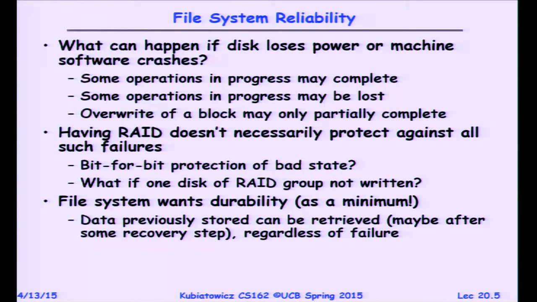And the file system clearly wants durability as a minimum in our reliability requirements here, so that any data previously stored can be retrieved, maybe after some recovery step. So I think we want to start with durability, but then we're going to want to start talking about some form of consistency of the file system. Does it actually have inodes linking to blocks, which are in directories in a way that the file system would expect, or are those pointers in bad places? Everybody with me on the problem there? Bad data is not great to hold on to. It's just garbage in, garbage out.